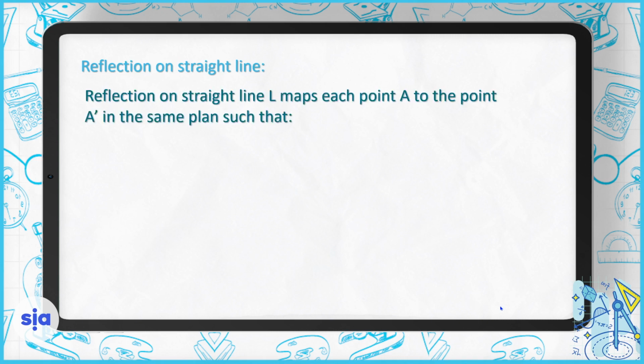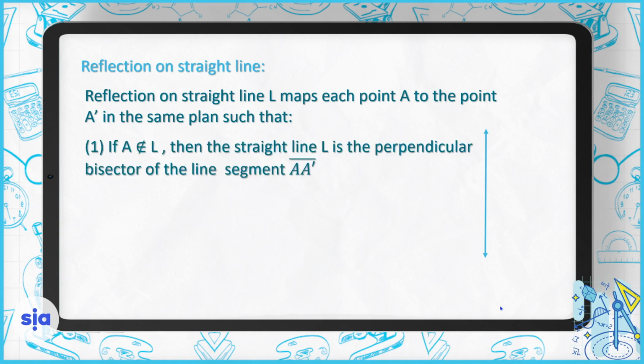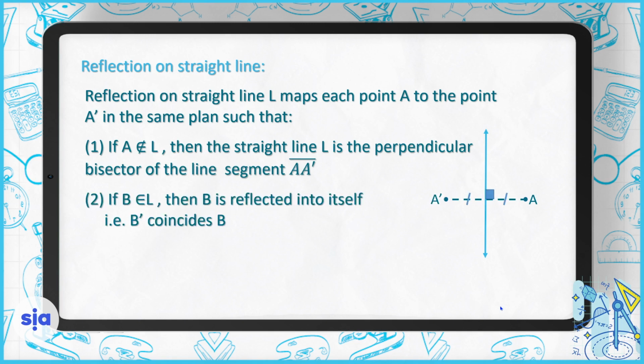The reflection on a straight line L maps each point A to the point A dash in the same plane such that, here, if the reflection is across a vertical line: 1. Where A does not belong to L, then the straight line L is the perpendicular bisector of the line segment A dash A. 2. If B belongs to L, then B is reflected into itself, where B dash coincides with B.